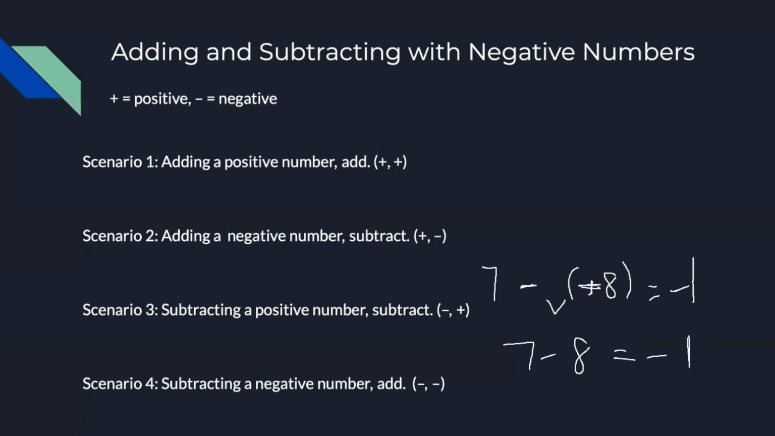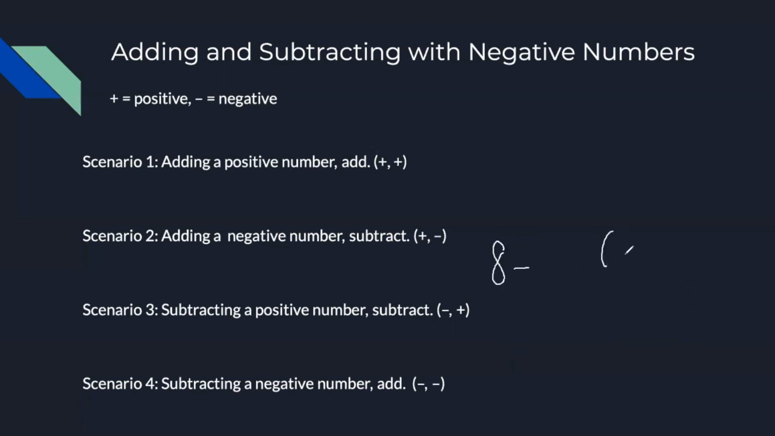Let's do another one since a lot of you were a bit confused on this one. How about 8 minus positive 5? So the first thing you can do is rewrite the problem. I think that's always really helpful. Let me make this a bit clearer. 8 minus positive 5. What do you guys think?